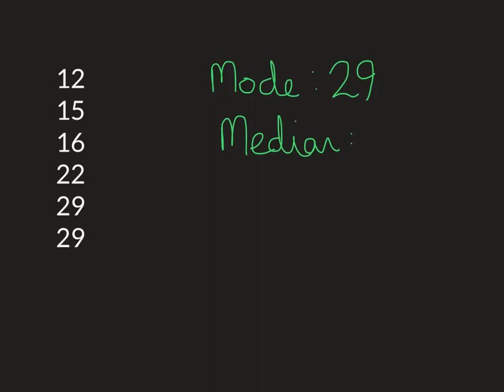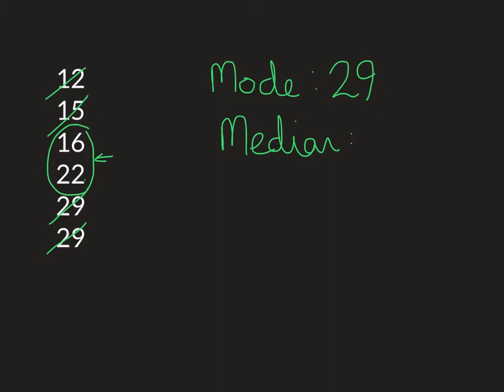Well, let's remember that rhyme. Hey diddle diddle, the median is the middle. So we want the middle values. So we find the middle two. So these are the middle two. If there's just one in the middle, then that's our median. However, we need to find halfway between the two.